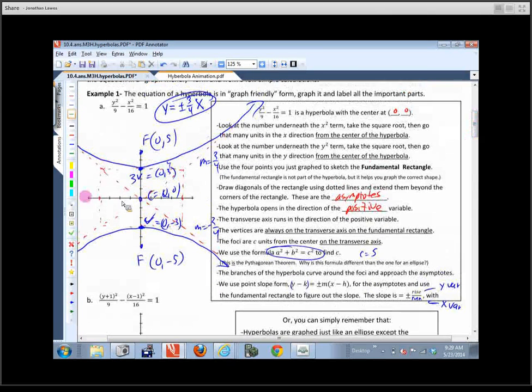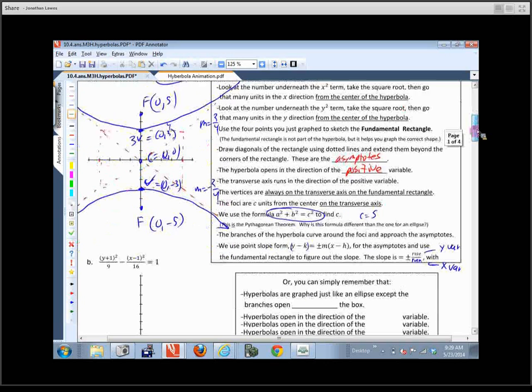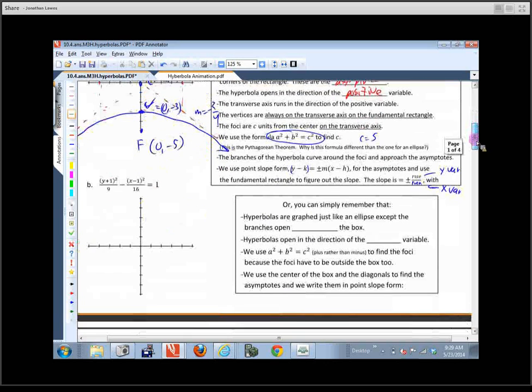The conjugate axis is the one that runs right between the two branches. Okay? And you'll see why they call it the conjugate axis when we do one that's a little more complicated. Okay, any questions?